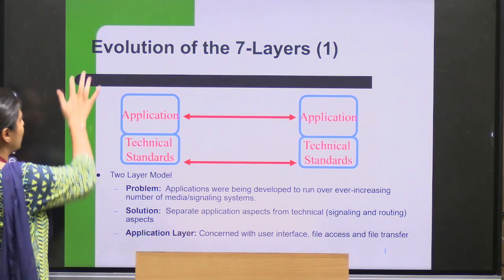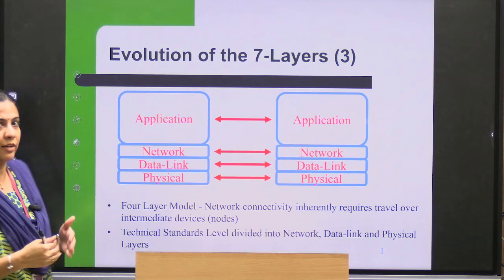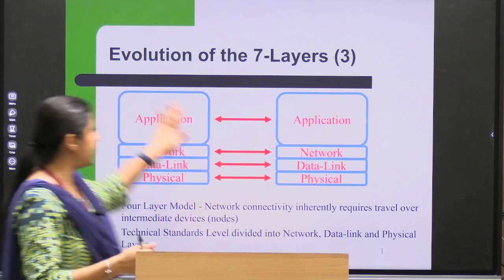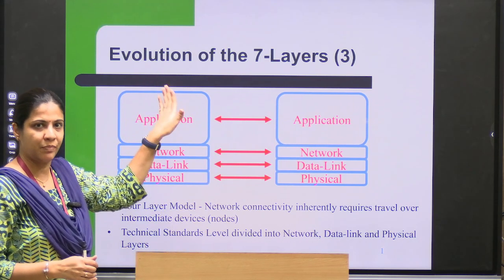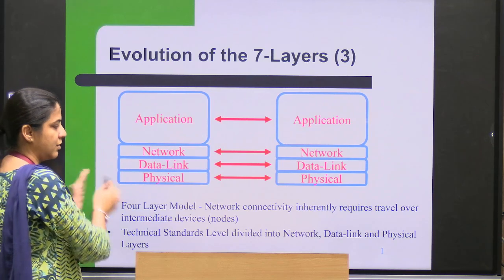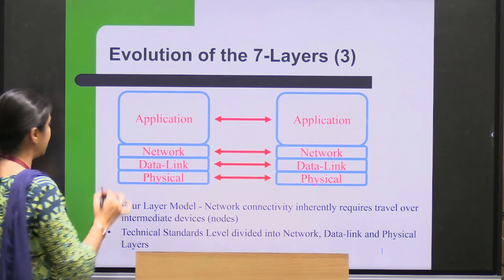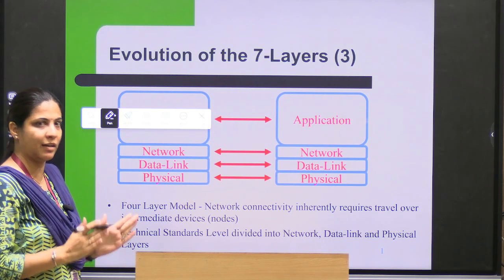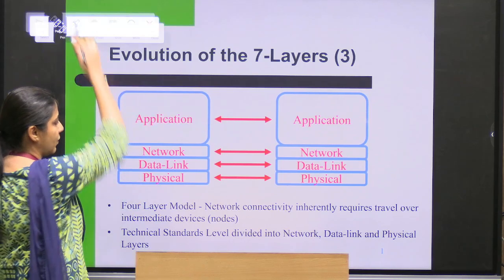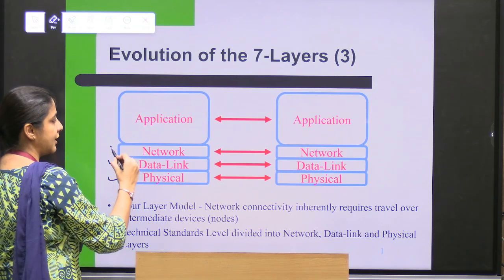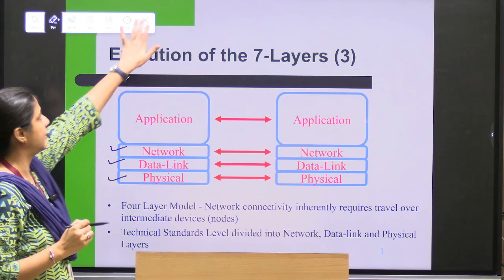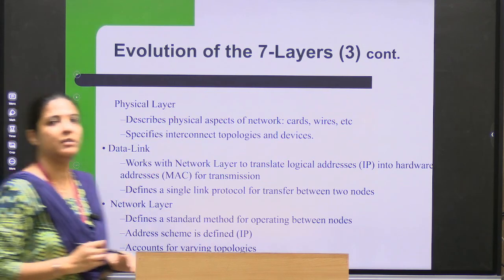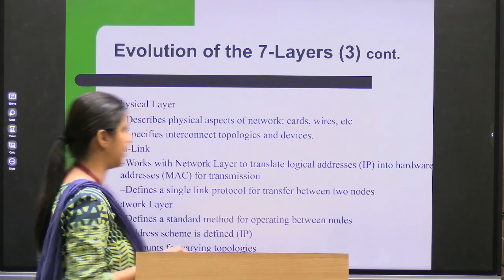Next we tried and introduced a few different layers. The application layer remains the same, and the technical layer was divided into the physical layer, data link layer and the network layer. Let us now see the physical layer, the data link layer and the network layer.